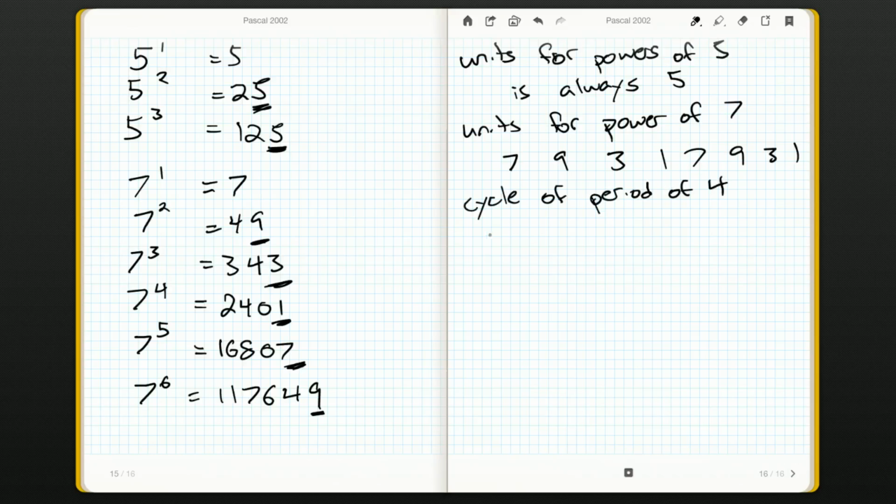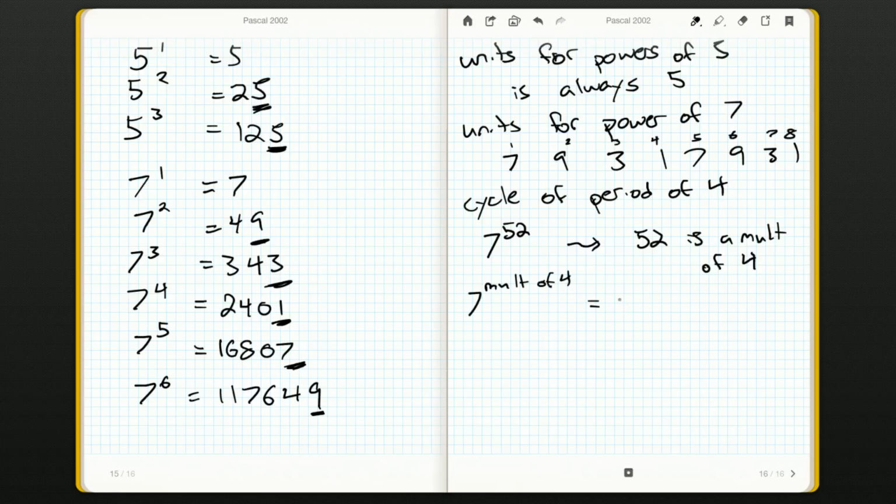So if I wanted 7 to the power of 52, well, 52 is a multiple of 4. 7 to a multiple of 4 has units digit 1. Okay. So why am I fussing with working out the units digit for these powers?